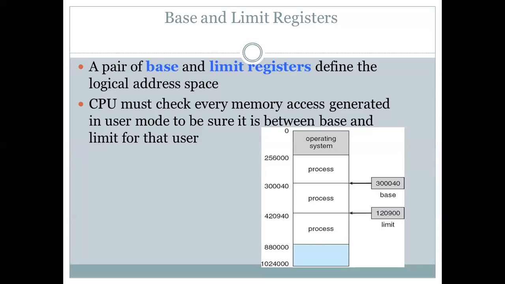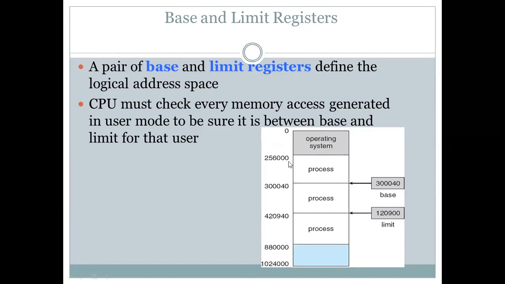A pair of base and limit registers will define the logical address space. The CPU must check every memory access generated in user mode. The generated addresses must be in between the base and limit for that user. See, this is the main memory. Some portion will be occupied by the operating system and the remaining will be occupied by the process. Here, these are the addresses: 0 to 25,000, 2,56,000, 3,40,000. Likewise, some address locations are given.